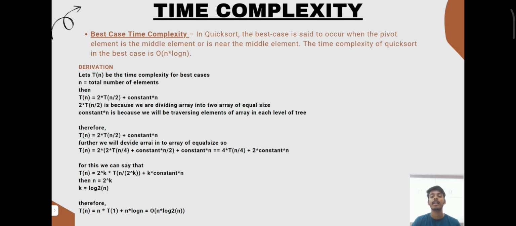Coming to the time complexity part. Time complexity is of three types. One is best case, the other is average case, and the third one is the worst case. First, we'll be talking about the best case time complexity. In quicksort, the best case is said to occur when the pivot element is the middle element or a near middle element. The time complexity of quicksort in the best case is O of n log n. You can see the derivation of the best case time complexity.